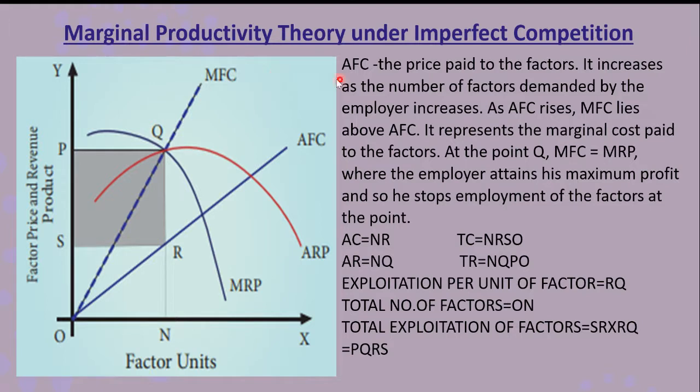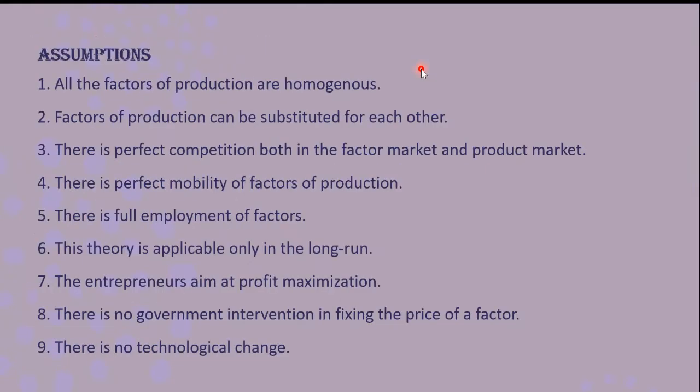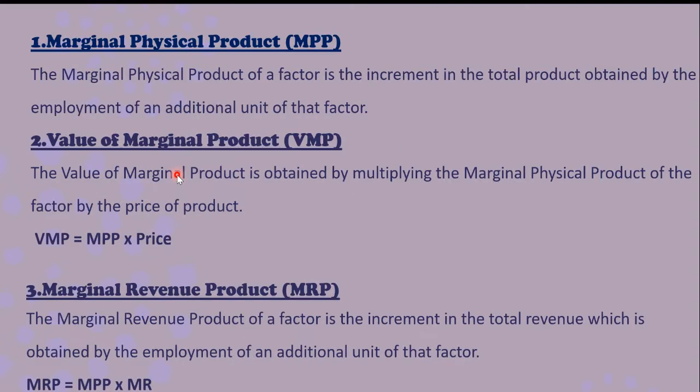Marginal productivity theory under imperfect competition. We have already seen the marginal productivity theory under perfect competition. Marginal productivity theory applies to the condition of perfect competition. When we saw the assumptions, one of the assumptions was that there is perfect competition both in the factor market and the product market.